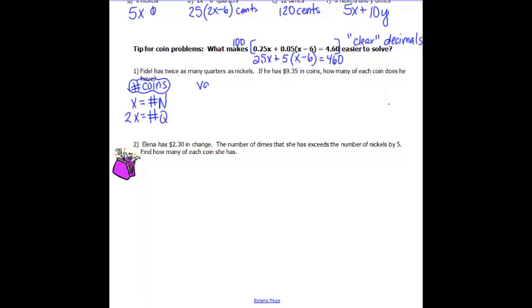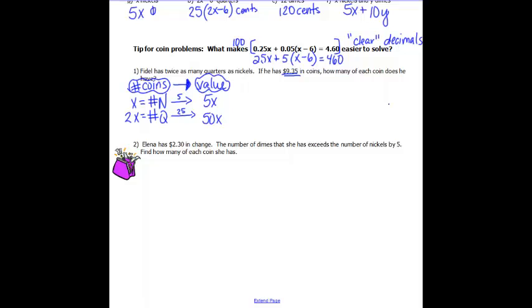And then I need to think about the value. What is the value of x nickels? In cents, it's 5x. What is the value of 2x quarters? Well, to get the value of nickels, I multiplied by 5. To get the value of quarters, I multiply by 25 since that's the number of cents in 1/4. I would have 50x. Now remember, we're setting this up in cents.